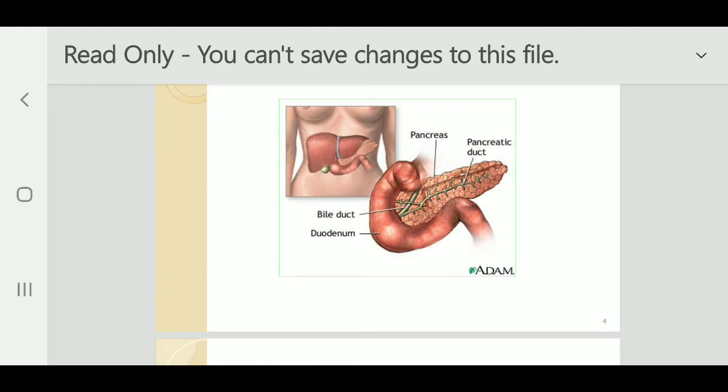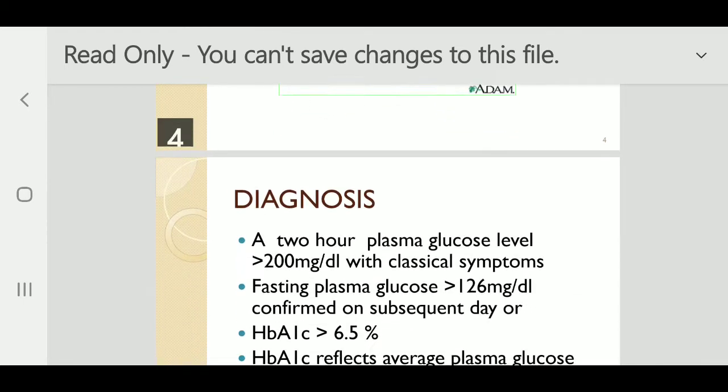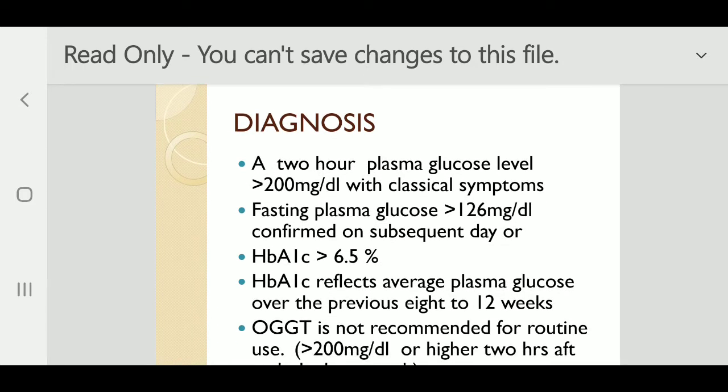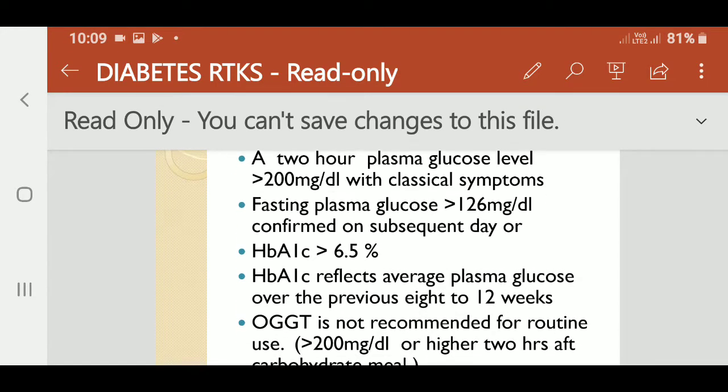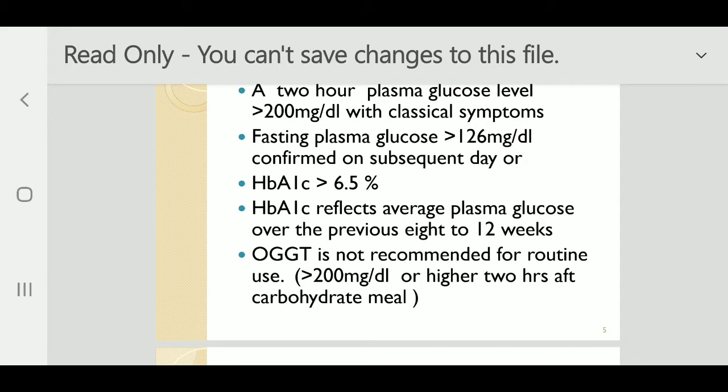It has the pancreatic duct and the bile duct that open into the duodenum. Now, according to the ADA, the American Diabetic Association, following are the criteria for diagnosis of diabetes mellitus. First is a fasting plasma glucose level of more than 126 milligram per deciliter, repeated on the second day, that is 2 subsequent values. Second is a post-meal or a 2-hour plasma glucose of more than 200. And more reliable is HbA1c more than 6.5%.